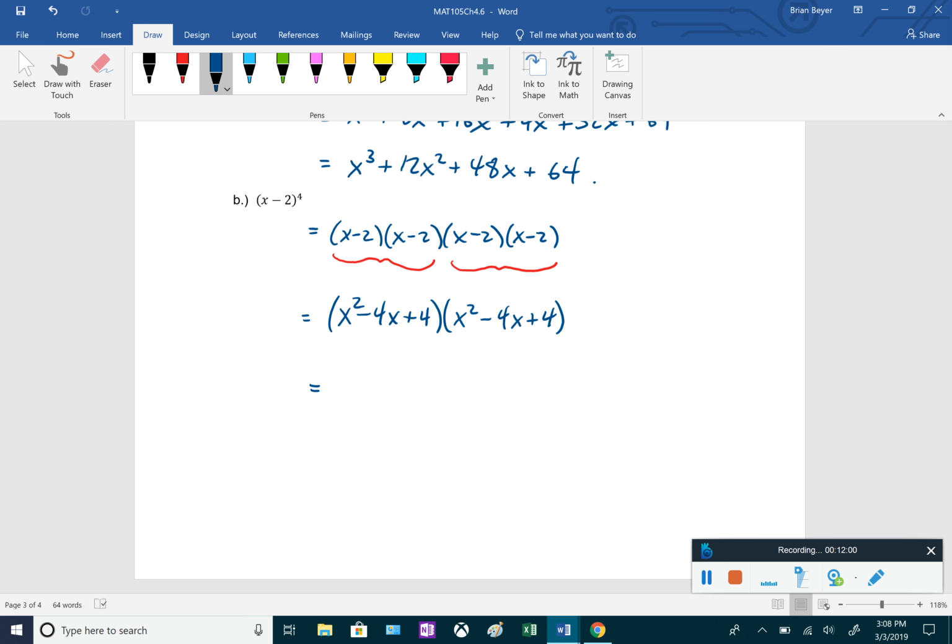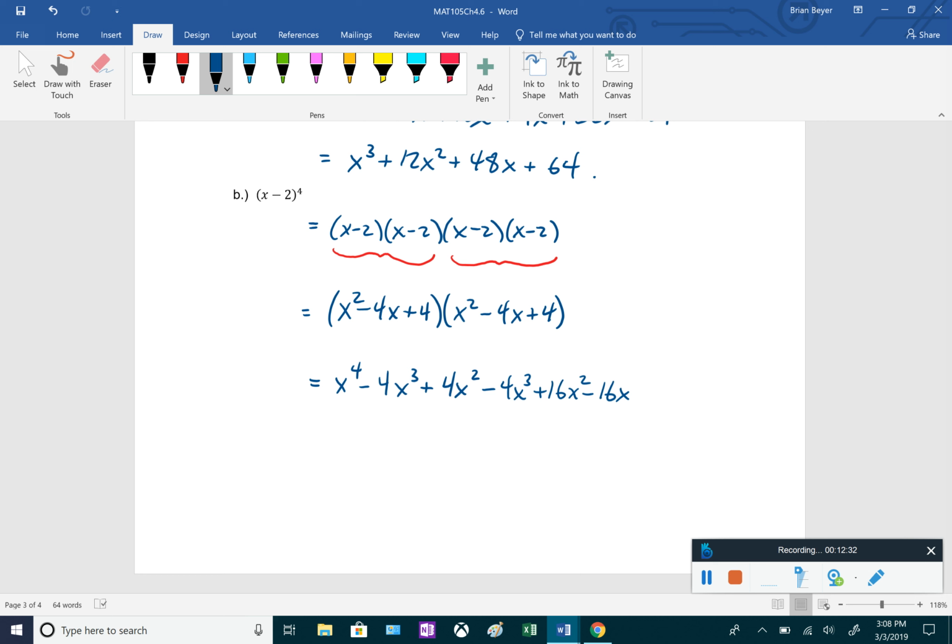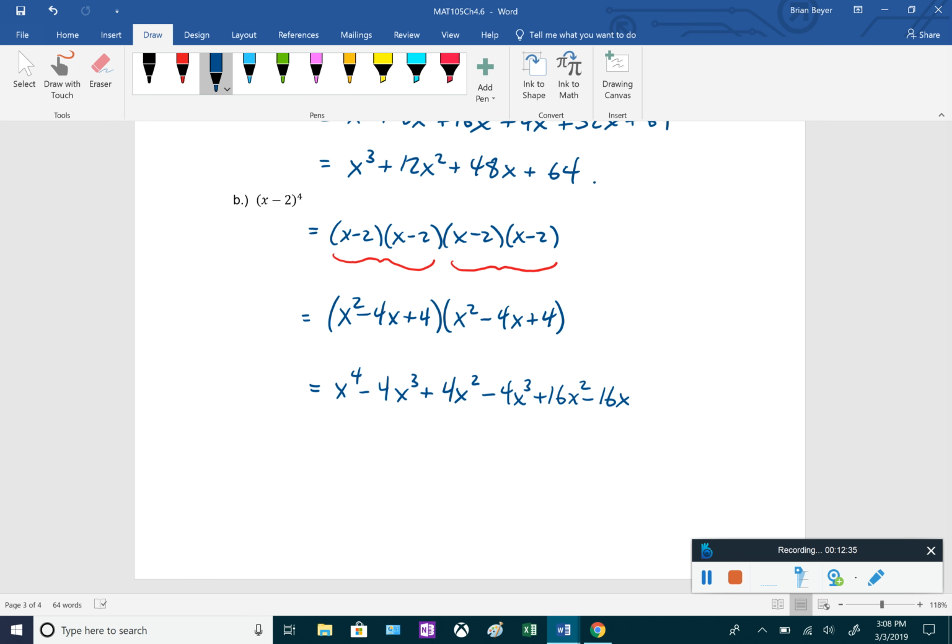Okay, so now we have a trinomial times a trinomial, so we just have to multiply each term in the first one to each term in the second one. So I'm multiplying the x squared throughout the second one. We get x to the 4th minus 4x cubed plus 4x squared. Now multiplying the negative 4x into the second one, we get minus 4x cubed plus 16x squared minus 16x. Lastly, multiplying the 4, we get plus 4x squared minus 16x plus 16.